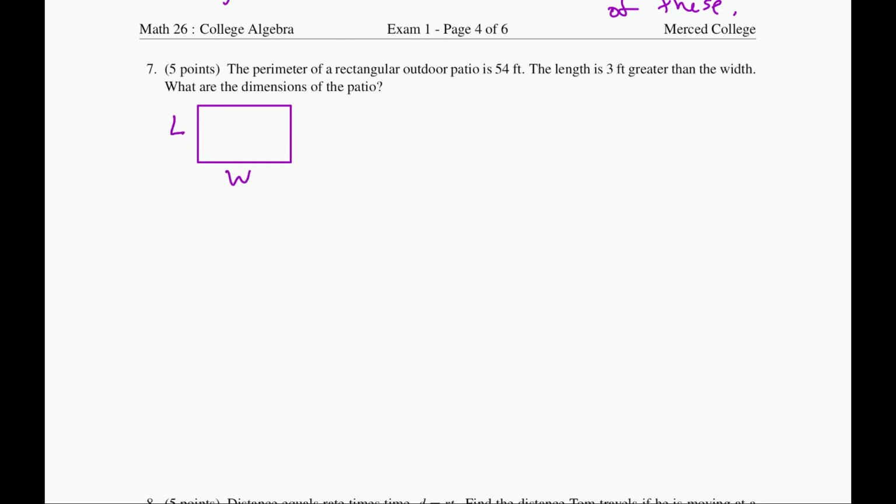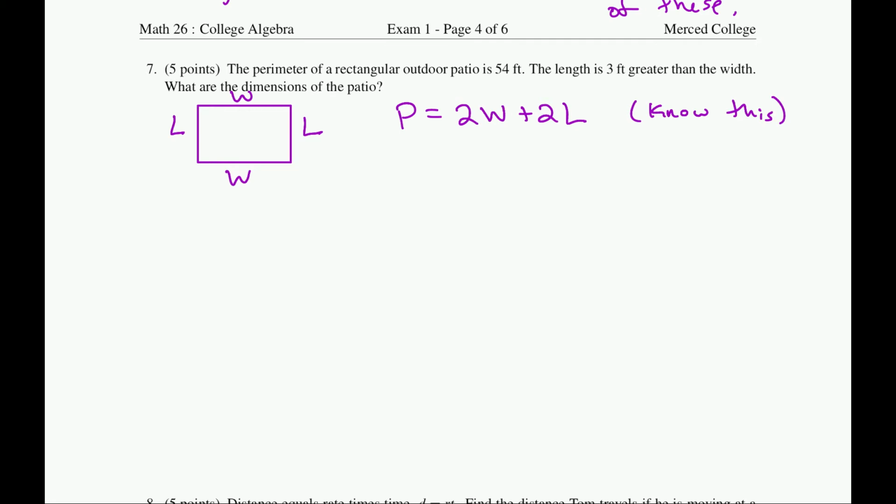But if you do that, then of course, if the left side is L, the right side is L. And if the bottom is W, the top is W, right? So the perimeter is 2W plus 2L. So you have to know this. Perimeter of a rectangle. I may give it to you, but I may not. So know the perimeter of a rectangle.